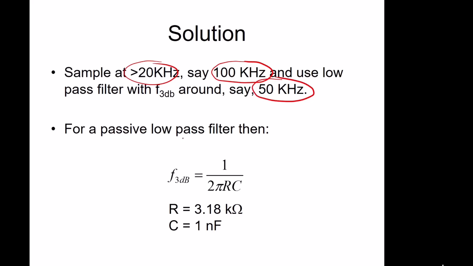We can put our 50 kHz into our equation for low pass filter, and we can pick resistor and capacitor values to satisfy that equation. So that is one possible solution to that problem.